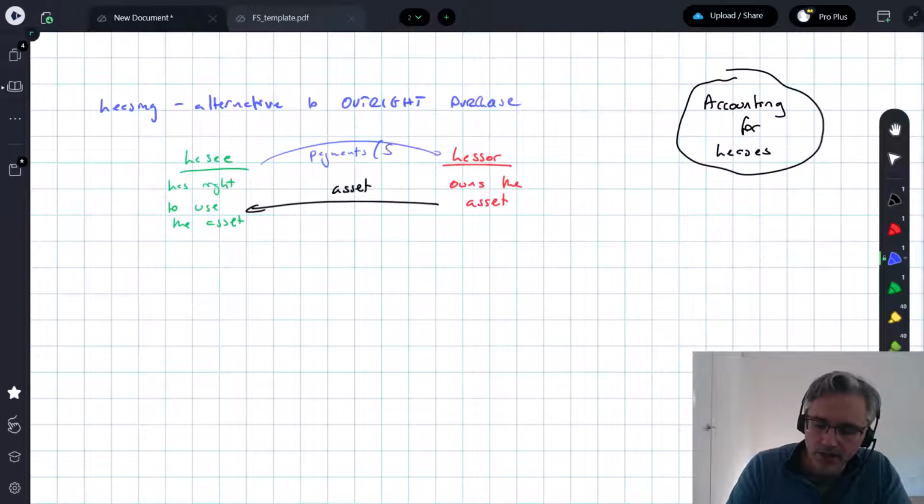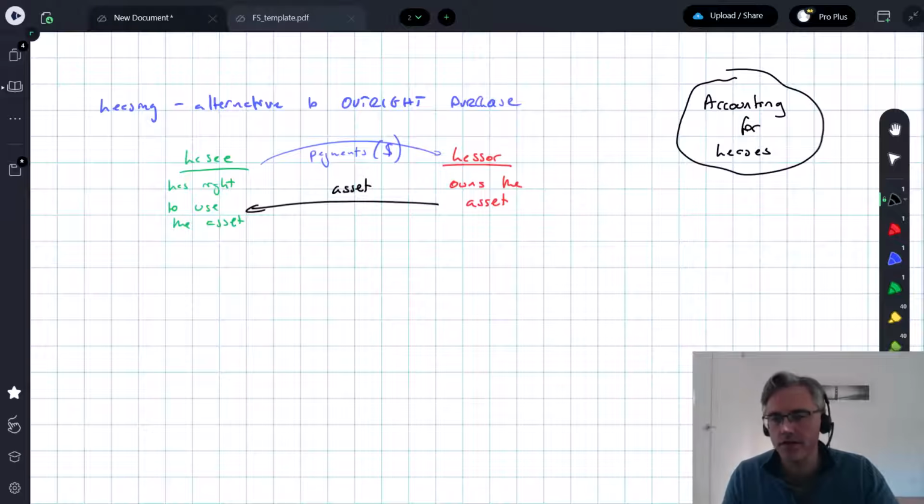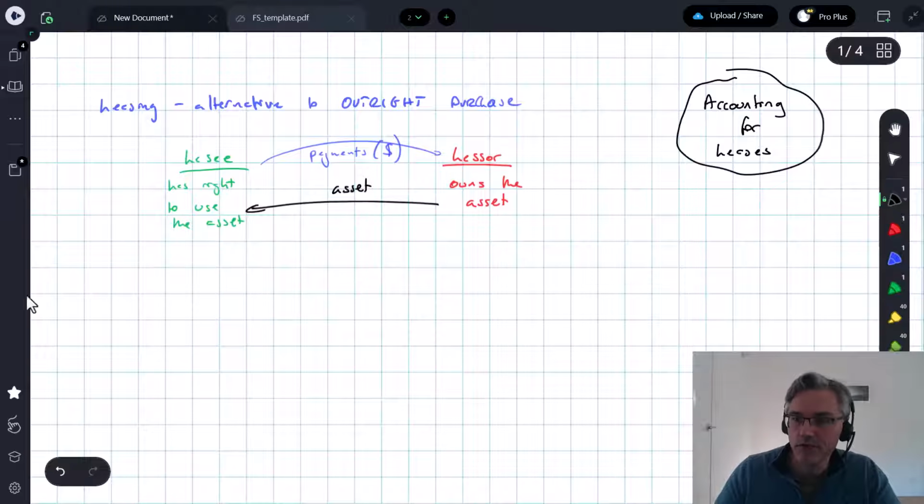There are payments involved. But the lessee enjoys the benefits of the asset, whatever benefits that asset brings, without having to actually purchase it outright in the market and spend cash on it.